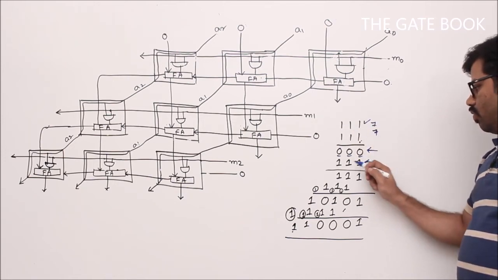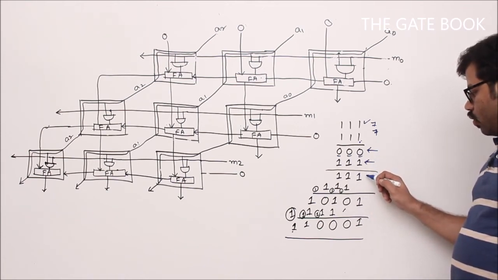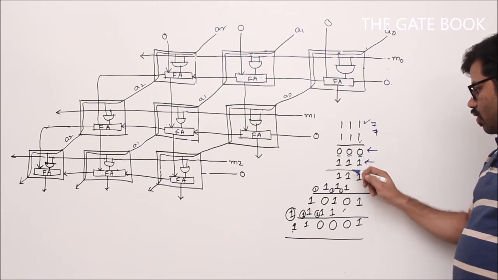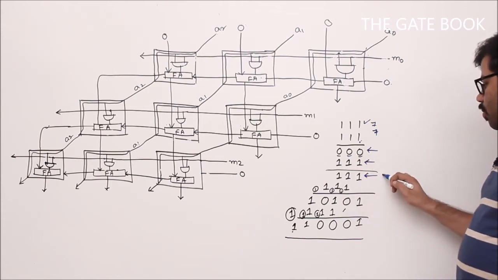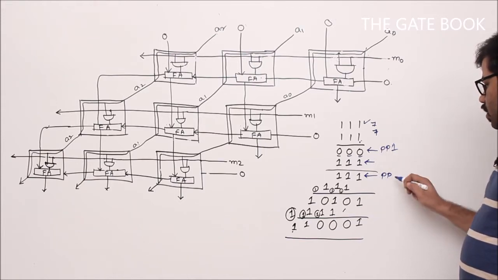So 1.1, 1, 1, 1. Once you do that, automatically we have to do addition, right? So we will be doing addition. So 0 plus 1 is 1, 0 plus 1 is 1, 0 plus 1 is 1. So this is the partial product 2. Let's say this is partial product 1. This is partial product 2.